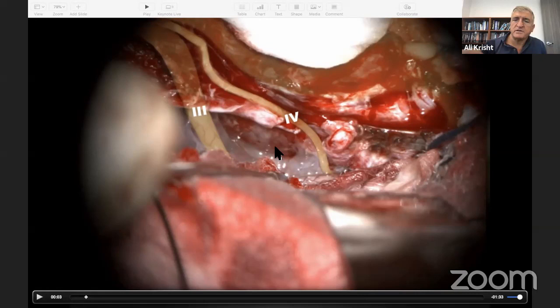Now, in this case, the tumor under the fourth nerve goes into Meckel's cave. This is the tentorial edge, which was split. Part of the dura is up here, which has some tumor, and part of the dura, which is the roof of Meckel's cave.